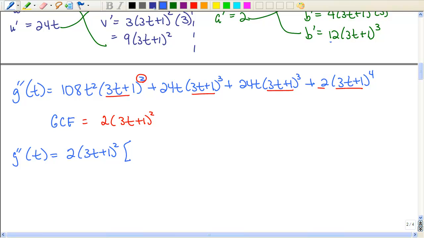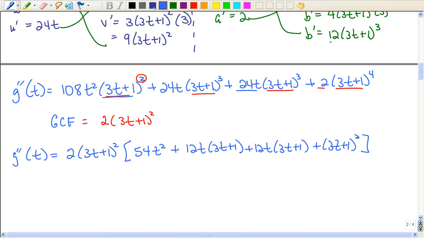Alright, 2 goes into 108 54 times. That's going to leave t squared, but this first one, all of that's taken out. Plus 2 goes into 24, that's 12t, and that would leave me one of those. Or the next one, that would be plus 12t times one of those. And then on the second one, the 2 is gone, and I would have 2 of those left.